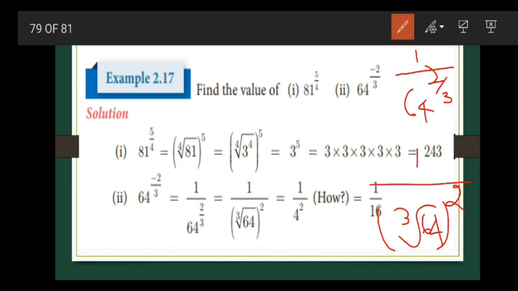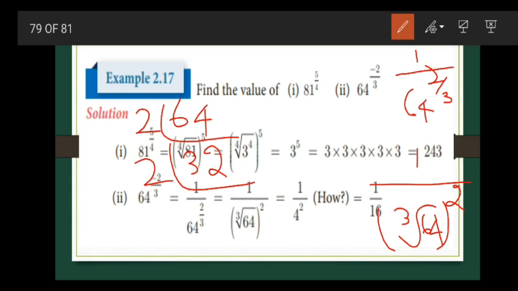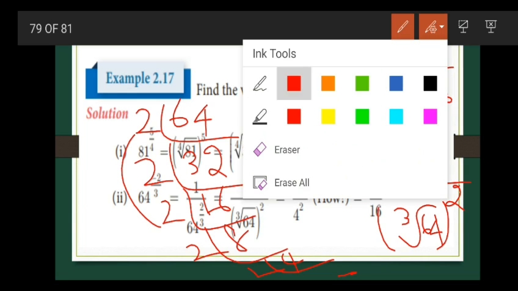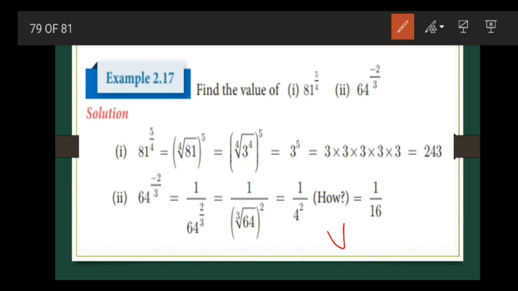What is the cube root of 64? Factorize 64 with 2. 3 2s are 6, 2 2s are 4, 2, 16, again 2, 8, 2, 4, 2. So the cube root means 4 into 4 into 4. 4 4s are 16, 16 4s are 64. So 4 cube is 64. So this is 1 by the cube root of 4 cube, whole square.